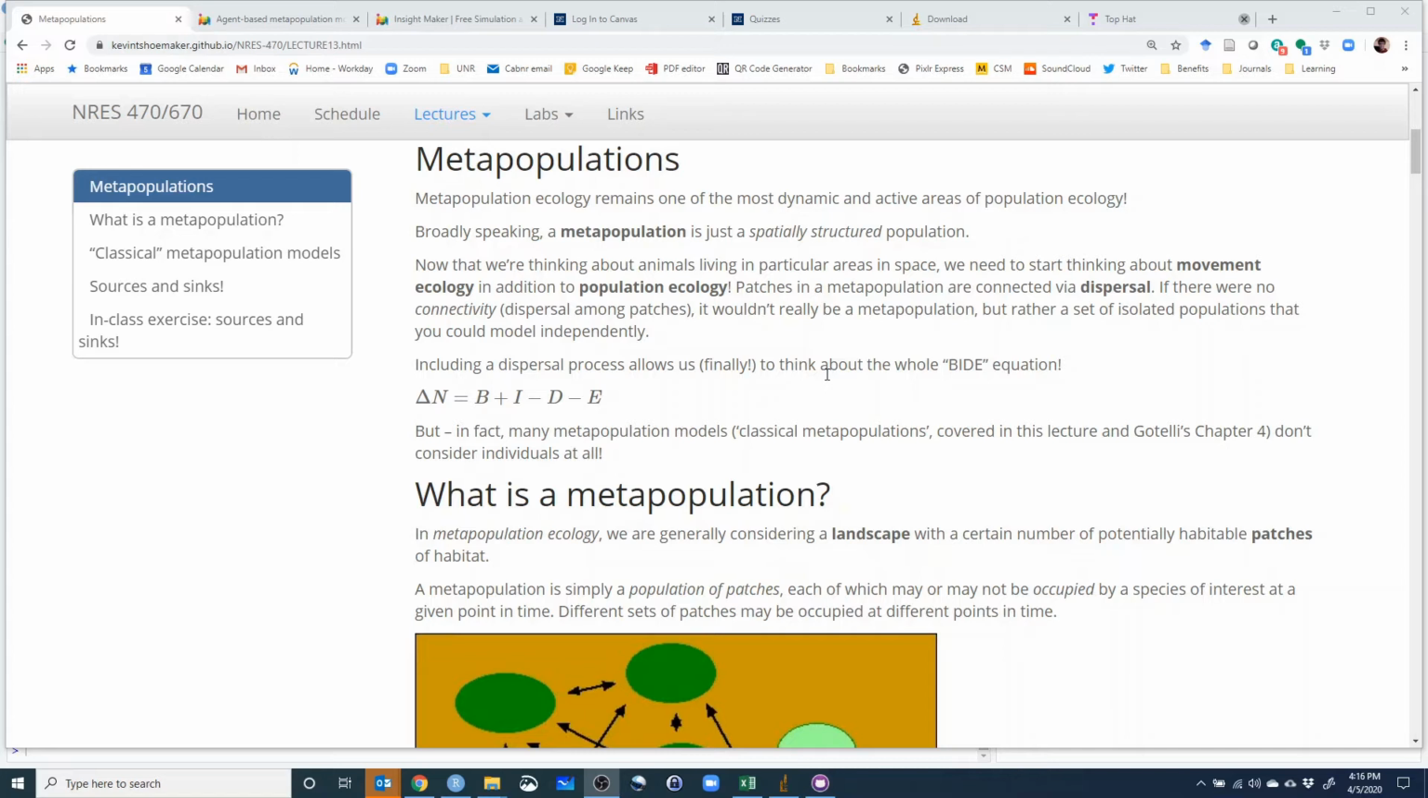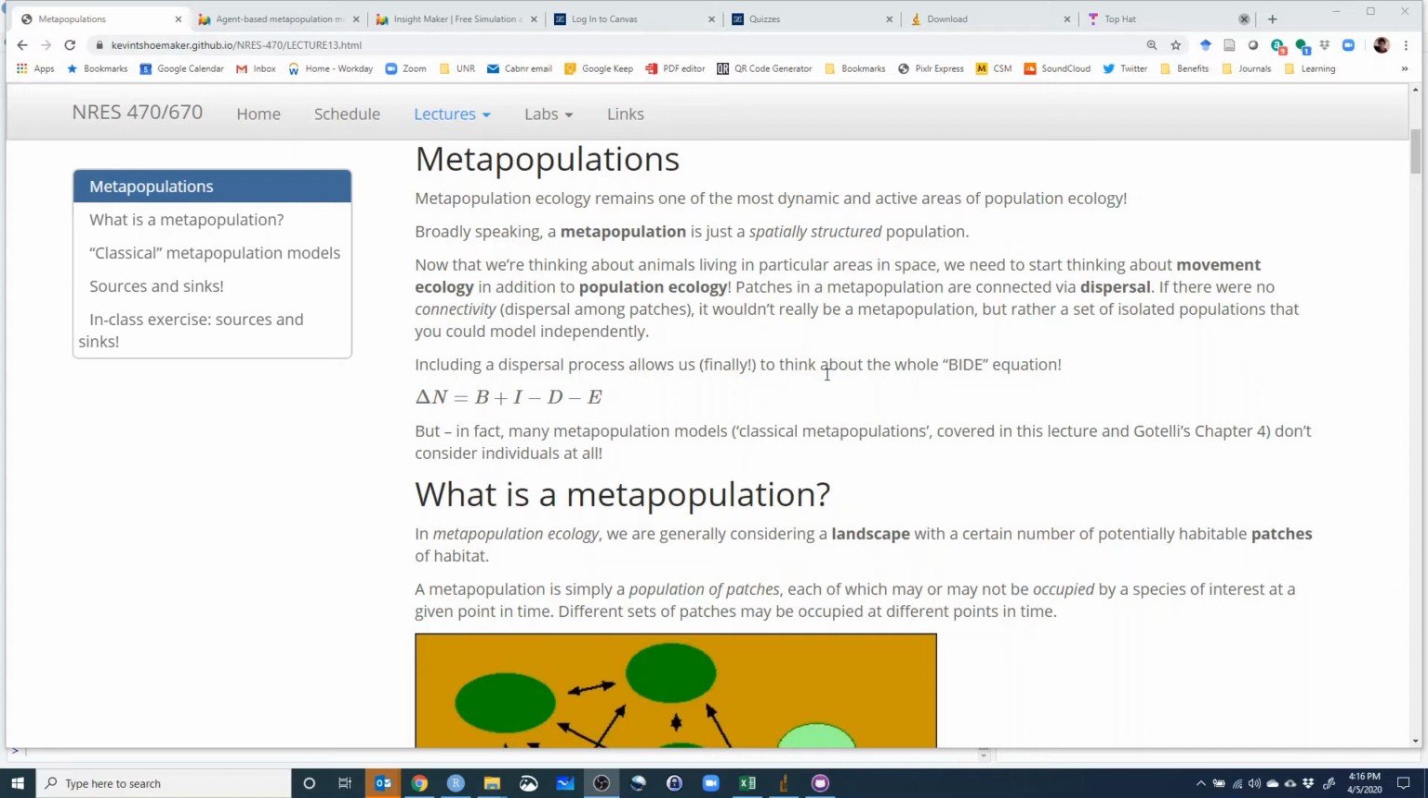And those are the kind of questions that lots of managers and stakeholders and ecologists are interested in knowing about many different species. So this is one of the most dynamic and active areas of population ecology.